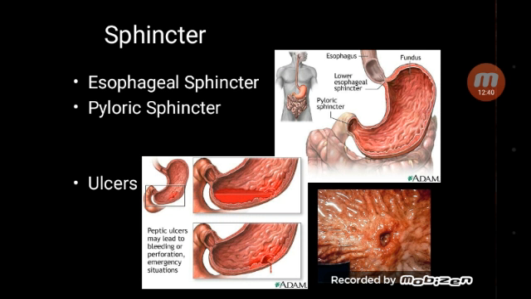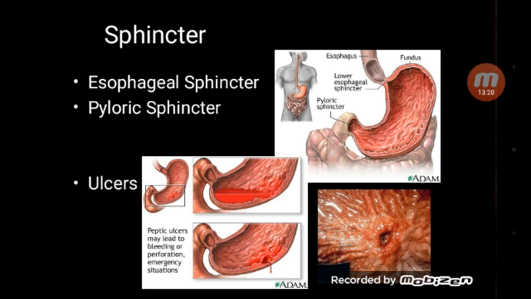The pyloric sphincter remains partially closed and does not allow easy entry of gastric contents into the duodenum. But vigorous contraction of the gastric antrum helps the gastric content enter the duodenum at a slow but controlled rate. So that's all about sphincters, both the esophageal sphincter and the pyloric sphincter.